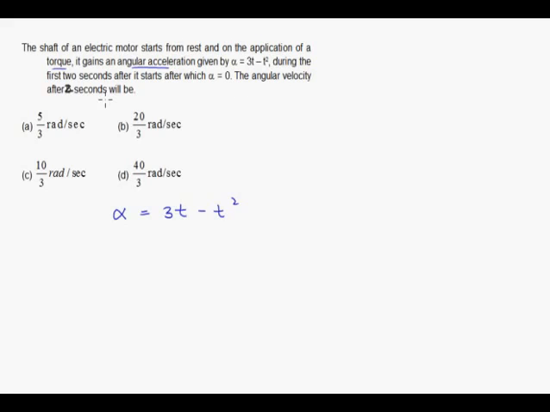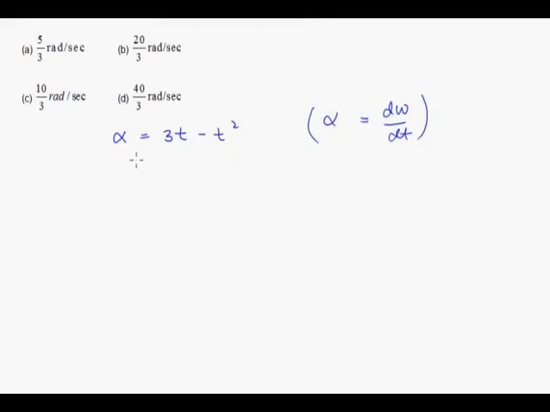So the angular velocity after 2 seconds will be equal to how much? That is the question. Now alpha in terms of the angular velocity, as you know, is given by d omega by dt. It is the rate of change of the angular velocity. So angular acceleration can now be replaced with d omega by dt equals 3t minus t square. And now I integrate this so that I can get the value of omega. So I'll write d omega equals 3t minus t square times dt.